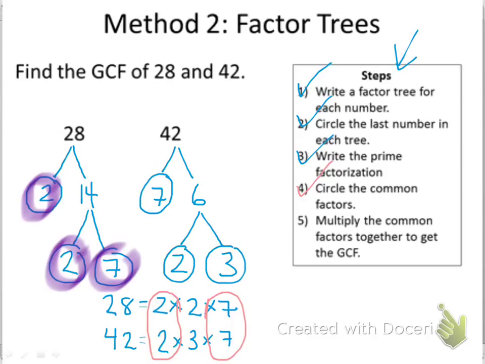Last step, step number 5. I need to multiply the common factors together to get the GCF. So in this case, one common factor is the 2.